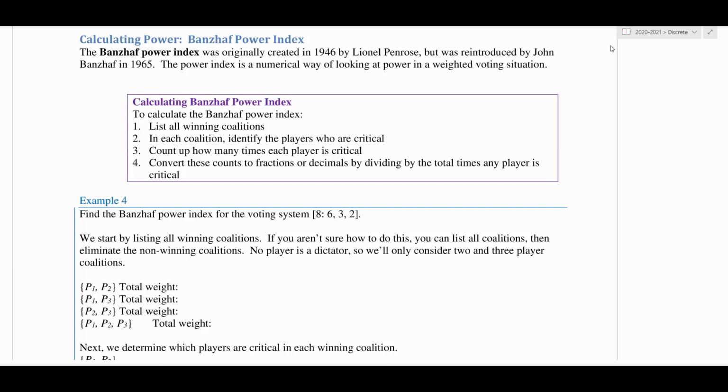Well, the number of votes that you have doesn't actually determine how much power you have. The amount of power that you have in a weighted voting system comes in how critical you are or how necessary you are in all of the winning coalitions that exist. And that's a weird thought, but we're going to run through an example so you can see how power in a weighted voting system is actually calculated.